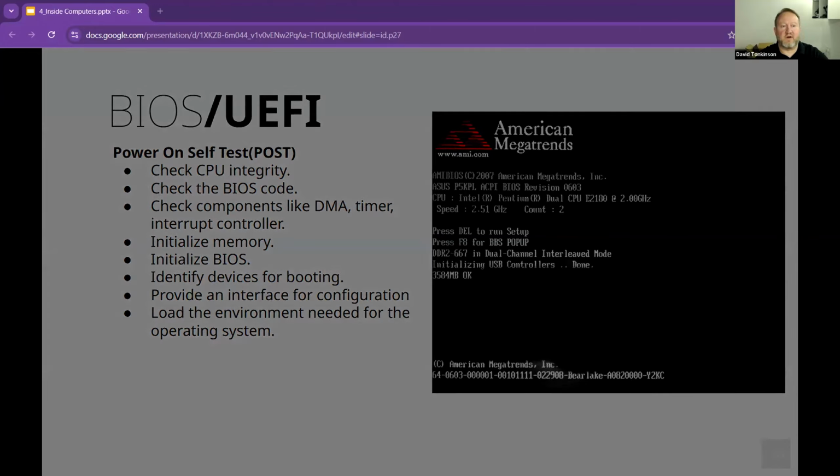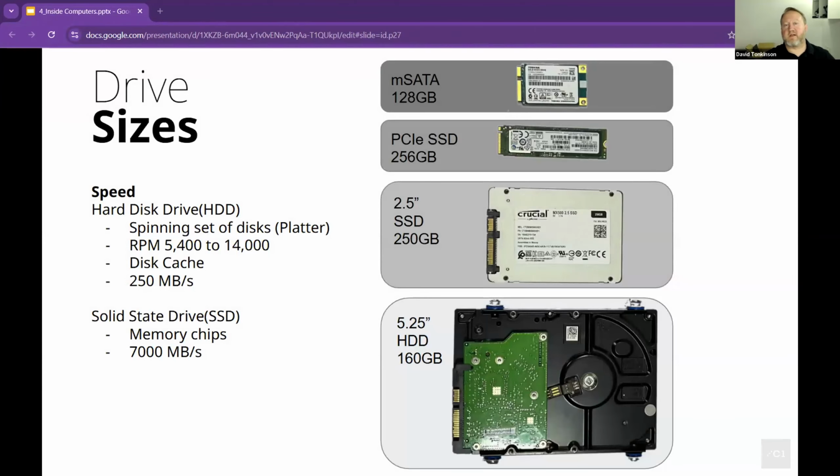Okay, so let's move on to disk drives then. We all love disk drives. They come in different sizes and different speeds and basically different everything, don't they? So the speed of your hard disk drives. A hard disk drive is a spinning disk. It's a set of platters that whirls around. They tend to run at revolutions per minute, very similar to your car. 5,400 is the old style. 14,000 is really quick.